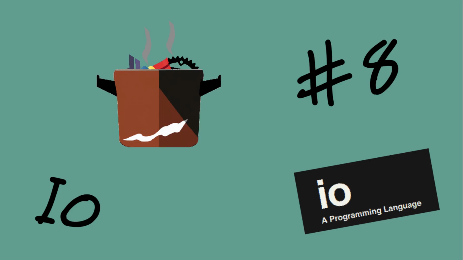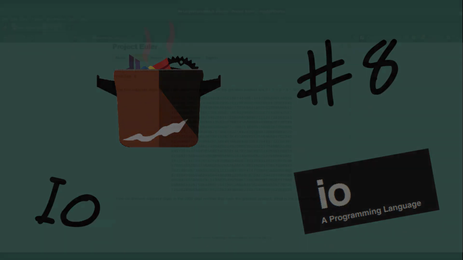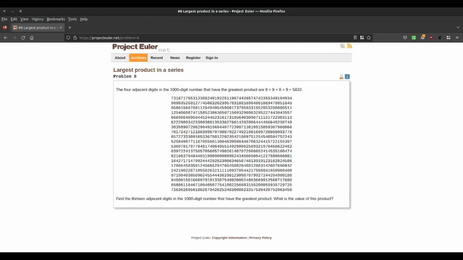I'm Mark Renes, and this is Euler's Melting Pot. In this challenge, we try to complete every Project Euler problem in a different programming language. Today's challenge is problem number 8.